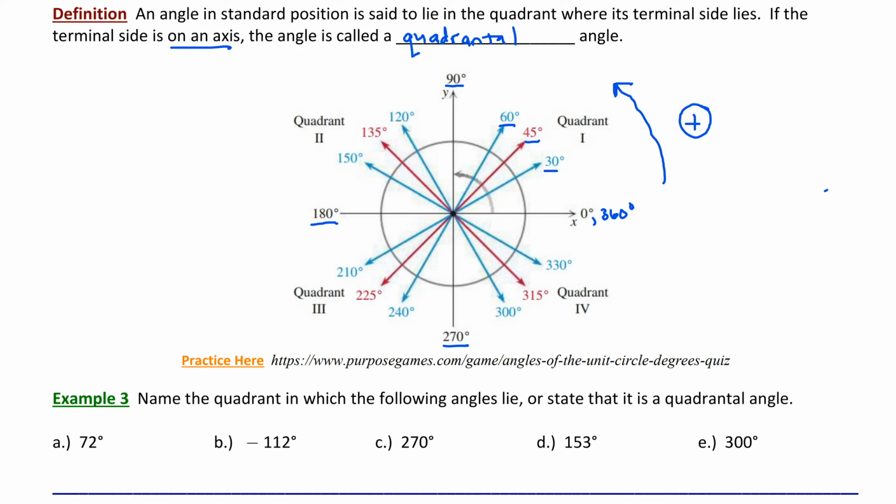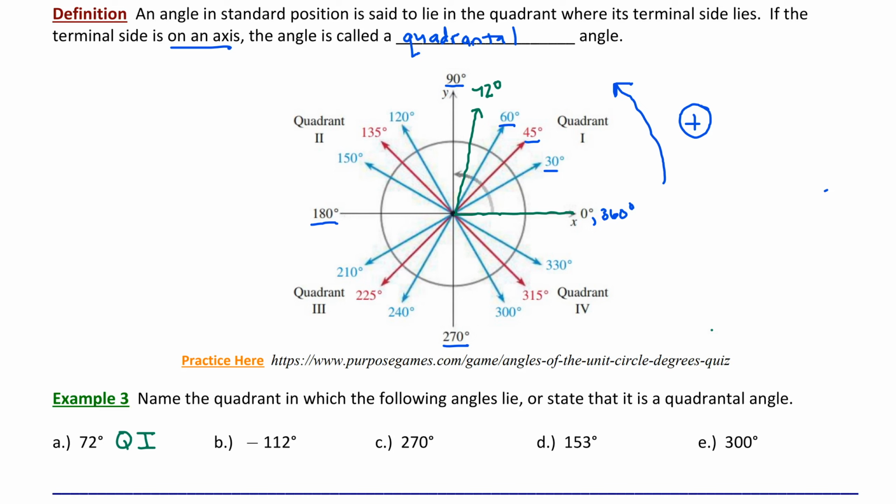Now, we can use those basic locations to help us to identify the location of the terminal side of some non-common angles. In example 3, we want to name the quadrant in which the following angles lie, or we'll just notice that they are quadrantal angles. So the first example there is 72 degrees. 72 degrees is bigger than 60 degrees, but less than 90. So it probably lands around here somewhere. Again, its initial side is on the positive x-axis. So we would say that this is a quadrant 1 angle.